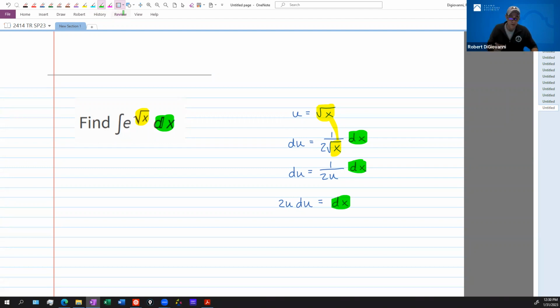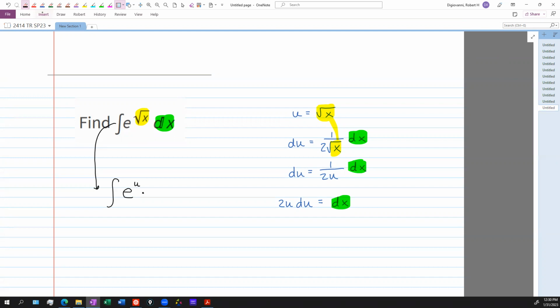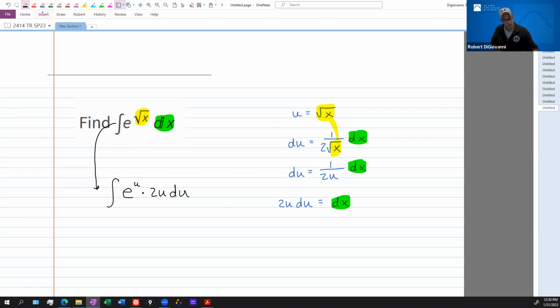This is actually okay to do because do you see that the thing I'm going to replace dx with has u's in it? It can't have x's in it, but it can have u's or numbers, right? It can be a constant, as long as my integral goes from x's to u's, I'm okay. So when I rewrite this problem, it's integral e to what power? U, okay. And then times dx, but dx is 2u du. Then I'm going to pull a 2 out and get u times e to the u du. I'm just going to pull the u out front.